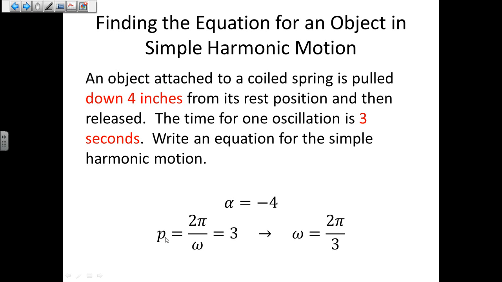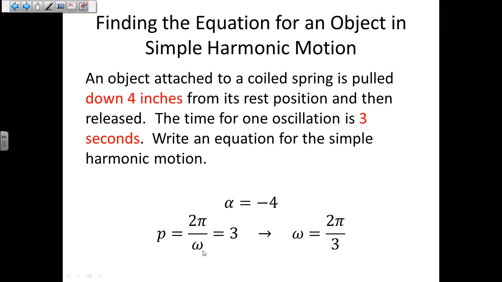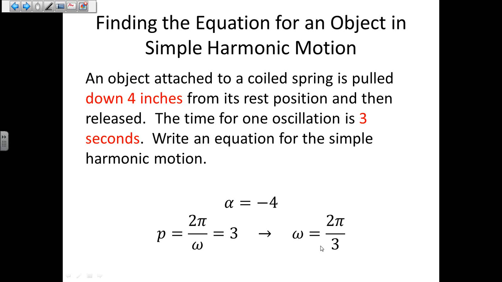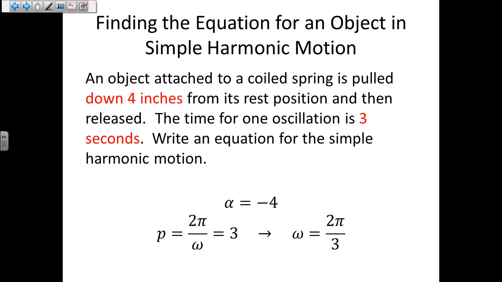The period is equal to 2 pi over omega. We set that equal to 3 and solve for omega. We need omega for our equation, not the period or the frequency. We need omega.